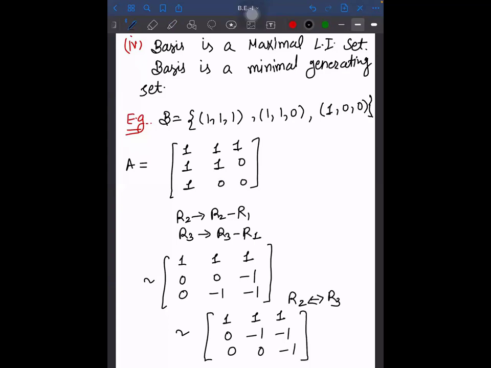Is it echelon form? Yes, sir. All the rows are non-zero. So you simply say that your rank is full. So whenever your rank is full, that means the matrix is non-singular and the vectors 1, 1, 1, 1, 1, 0 and 1, 0, 0 are Li. So this set is Li. So next, again, you'll prove the spanning part. For the spanning part, you'll do the same thing.